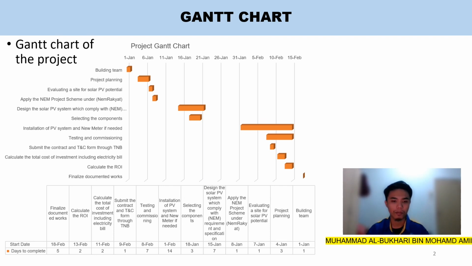For the next 14 days is the installation of the PV system and new meter if needed. The next 7 days is testing and commissioning. Next first day is to submit the contract and TNC form through TNB. Next is to calculate the total cost of investment including electricity bill, which requires 2 days. And the next 2 days is to calculate the ROI. For the last 5 days is to finalize our documented works.